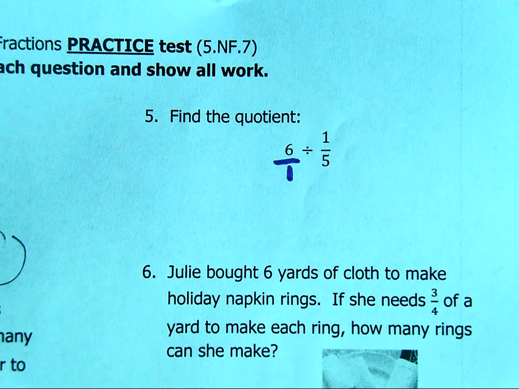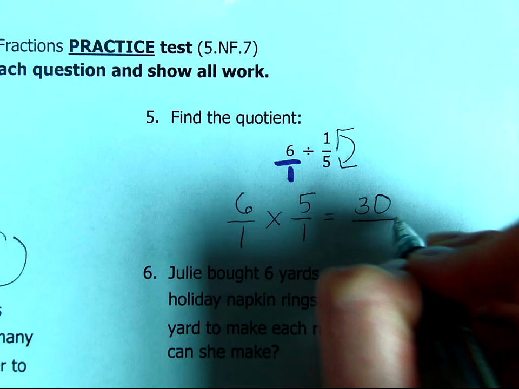6 over 1. I'm going to multiply by the reciprocal fraction of 1/5, which would be 5 over 1. 6 times 5 equals 30, and 1 times 1 equals 1. I know that 30 divided by 1 equals 30 whole.